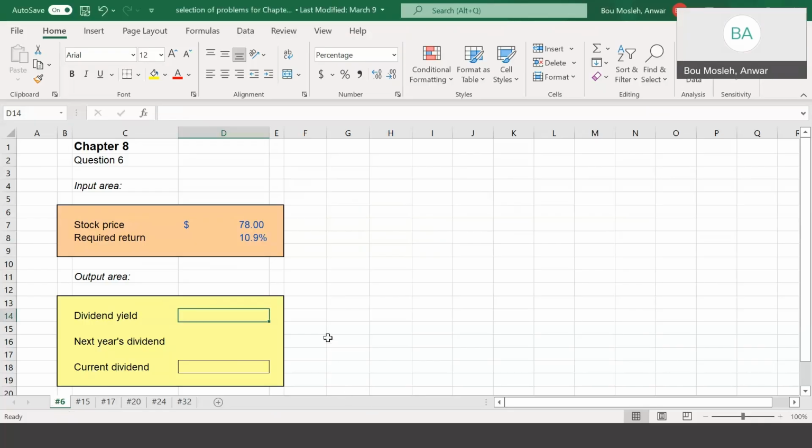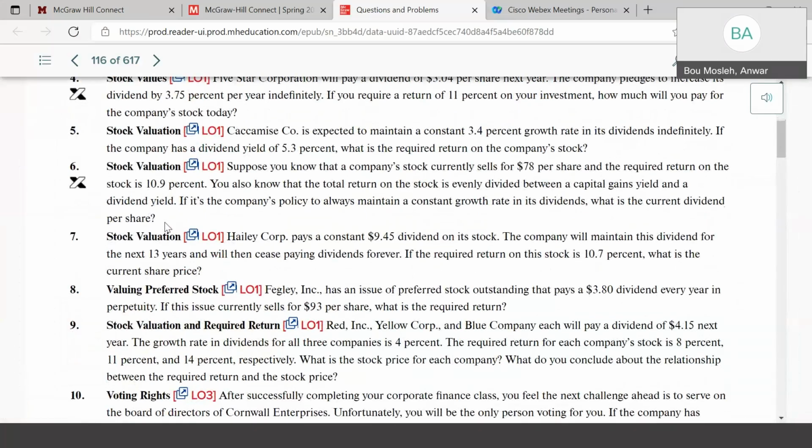And number 6 is: suppose you know that a company's stock currently sells for $78 per share, and the required return on the stock is 10.9%. You also know that the total return on the stock is evenly divided between a capital gains yield and a dividend yield. If it's the company's policy to always maintain a constant growth rate in its dividends, what is the current dividend per share? So we want to find the dividend per share, and we're given the stock price and we're given the required return on the stock.